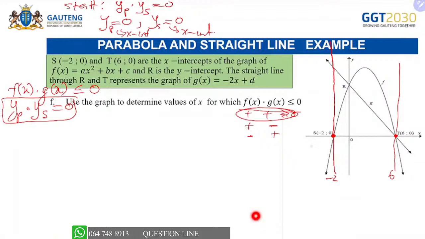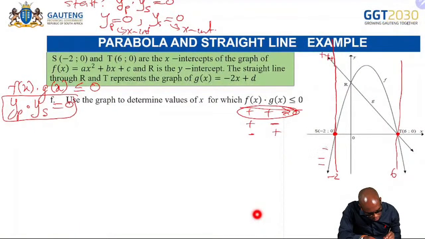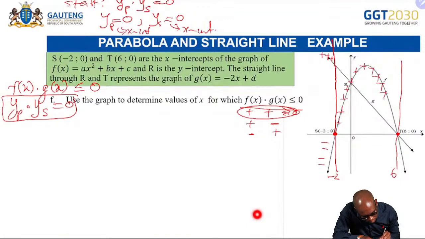Let's look at the straight line here. The straight line here is above, so it's going to be positive, and the parabola here is below, so I'm putting a negative here. The parabola here is above, so I'm putting the positive because it's above the x-axis. And then here it's below the x-axis, and then the straight line is above this region and it's below on this region.